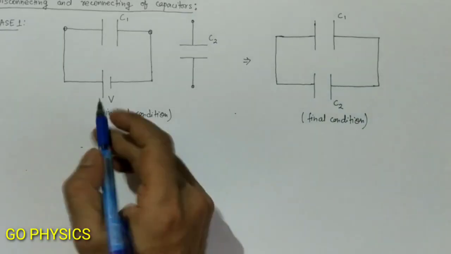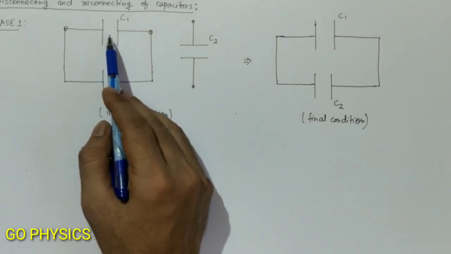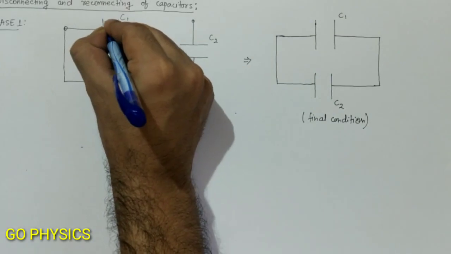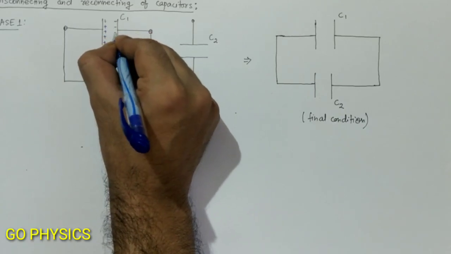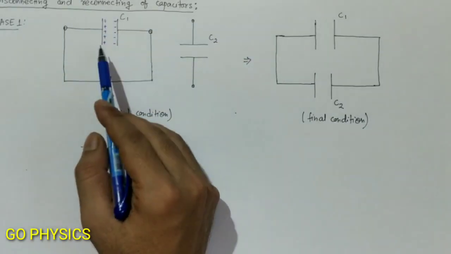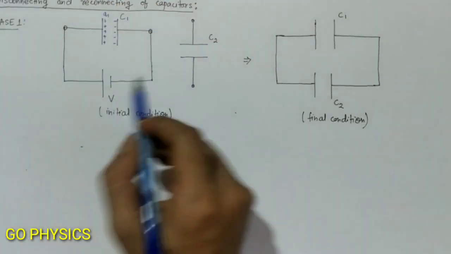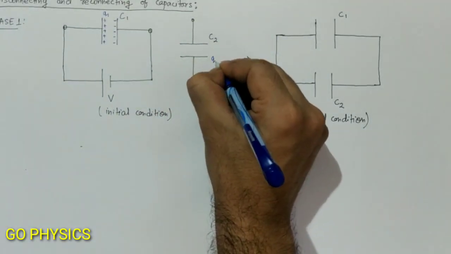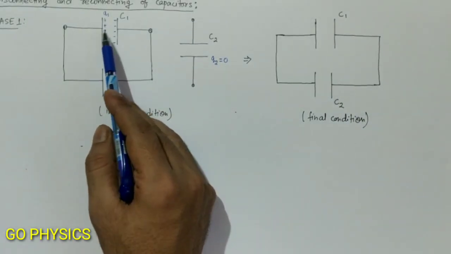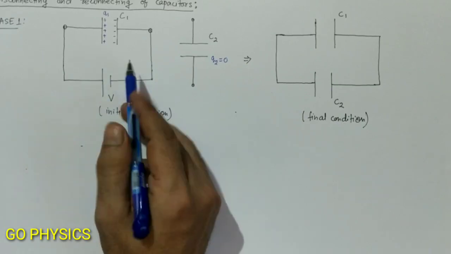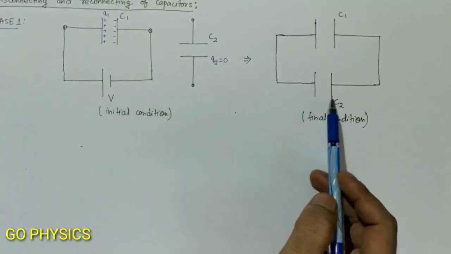So let's see. Due to the battery, the left plate of capacitor 1 will acquire positive charge and the right plate will acquire an equal amount of negative charge. Let us consider this charge is Q1 and Q2 is 0 because this is an initially uncharged capacitor. Now once this capacitor gets fully charged, we remove this battery and then we connect capacitor 1 and capacitor 2.